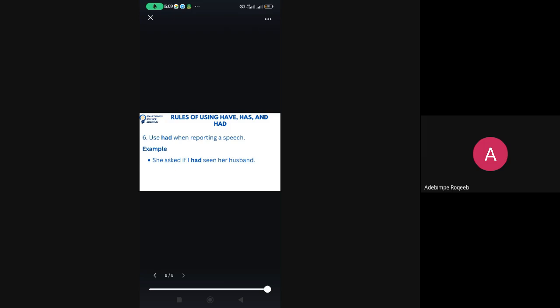In a reported speech, you do not use has or have. You do not say, oh, it is singular now, she asked if I have seen her husband. No. Rather, you use had in that sense. She asked if I had seen her husband. He said that he had spoken. Now, I want to tell someone else that somebody actually said something. That is reporting what that person said. So he said that he had spoken, not he said that he has spoken.